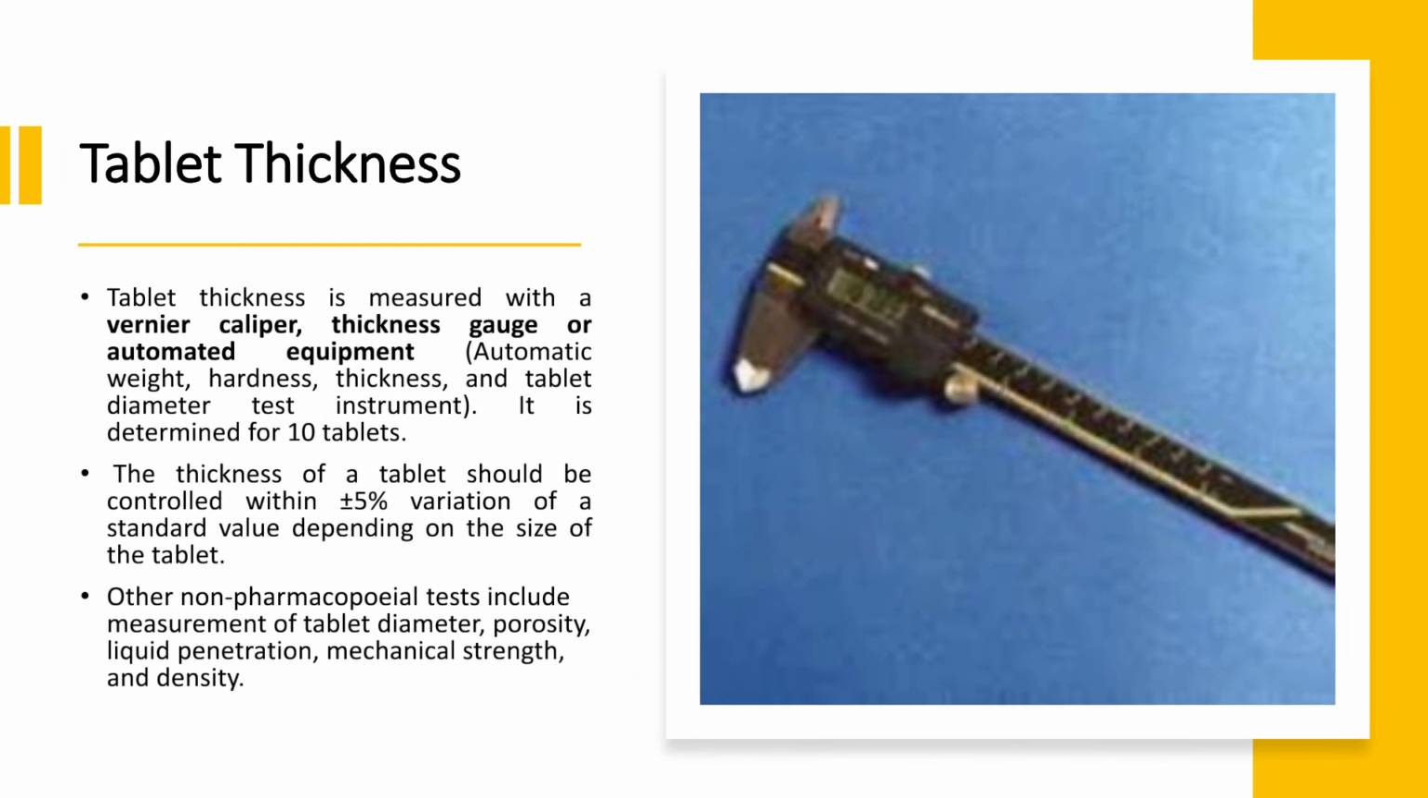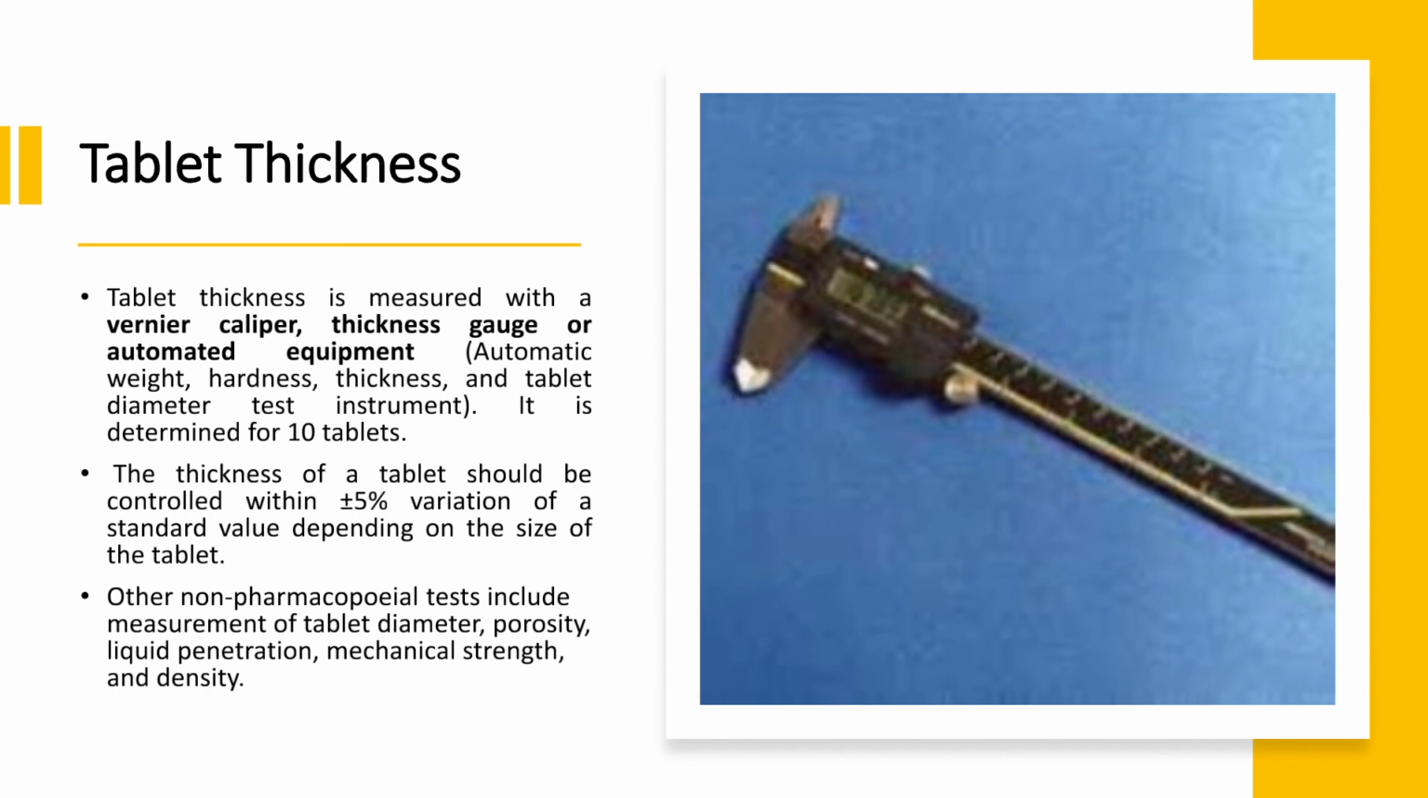Now, tablet thickness can be determined using various equipments, for example, the vernier calipers, the thickness gauge, or automated equipments. The tablet thickness is determined for 10 tablets. The thickness of the tablet should be controlled within plus minus 5% variation of the standard value. So a 5% deviation is permitted depending on the size of the tablets. The equipments utilized are the vernier calipers and thickness gauges. These also lie within the purview of the non-pharmacopoeial tests.